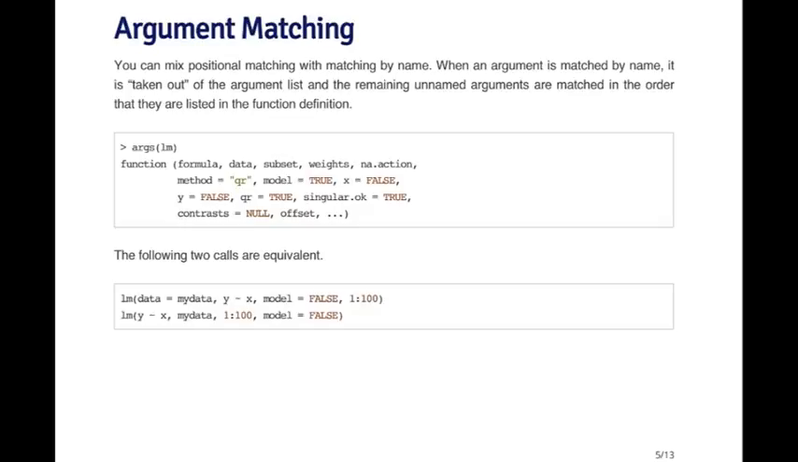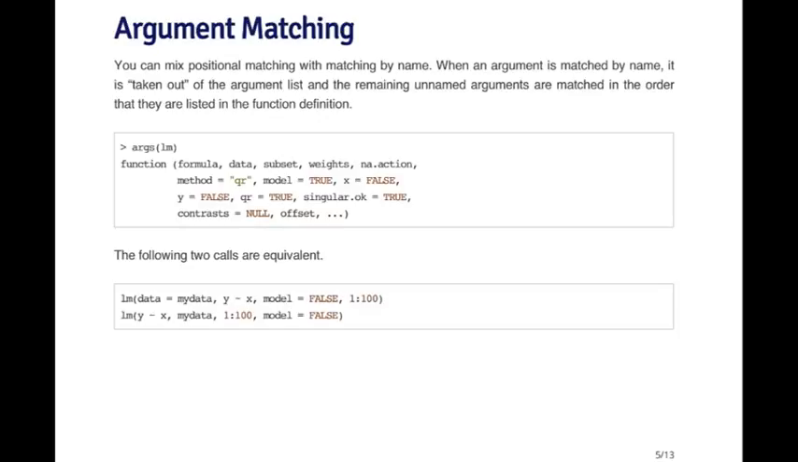Model equal to false has been matched by name, so I can kind of get rid of that from the argument list. And then 1 through 100 has to be assigned to the argument that has not yet been matched. So in this case, formula was already matched, data was matched, and so the next one is subset. So 1 to 100 gets assigned to the subset argument. This is a somewhat confusing way to call lm, and I don't recommend that you do it this way, but I wrote it this way just to demonstrate how positional matching and matching by name can work together.